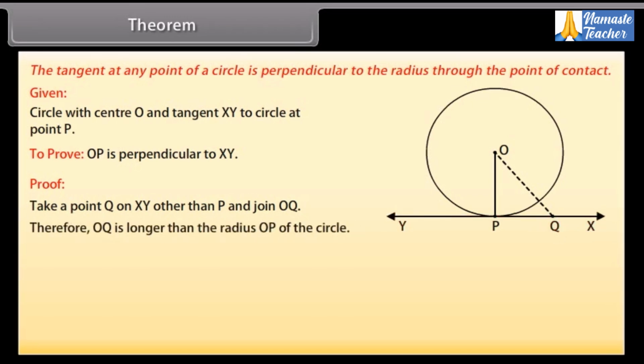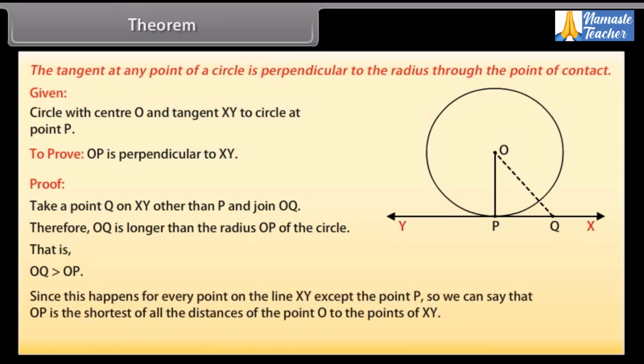Therefore, OQ is longer than the radius OP of the circle. That is, OQ is greater than OP. Since this happens for every point on the line xy except the point P, we can say that OP is the shortest of all the distances of the point O to the points on xy. Hence, OP is perpendicular to xy.